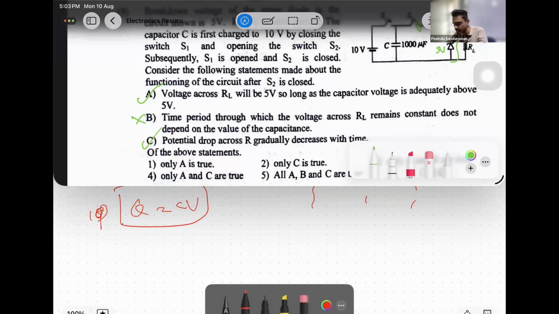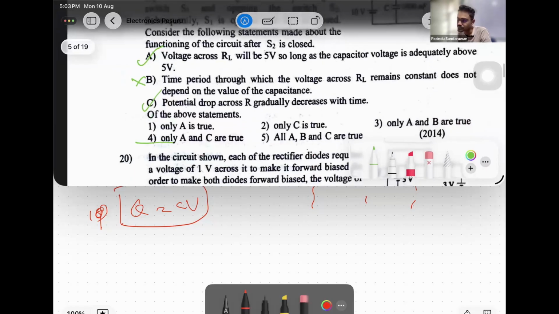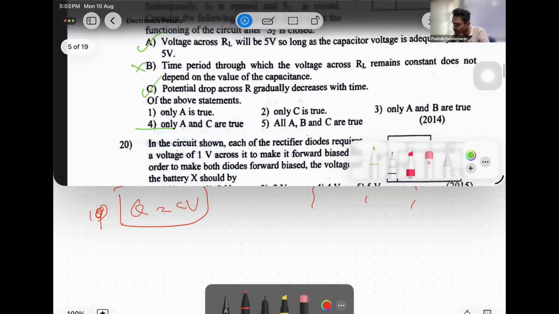Then A and C are correct. It's option 4. Right? A and C are correct. It's 4. Question 20.